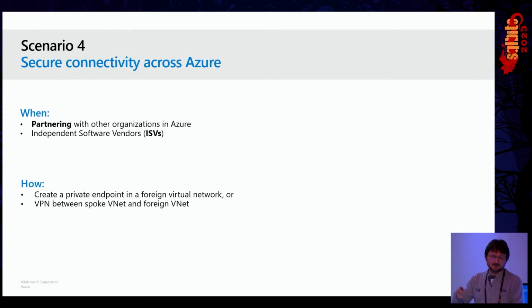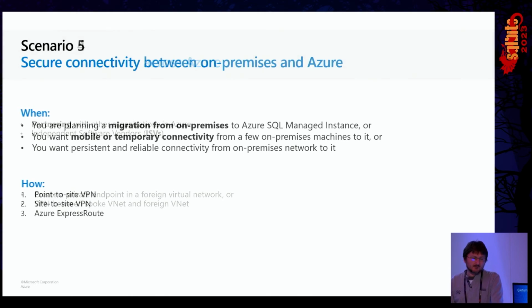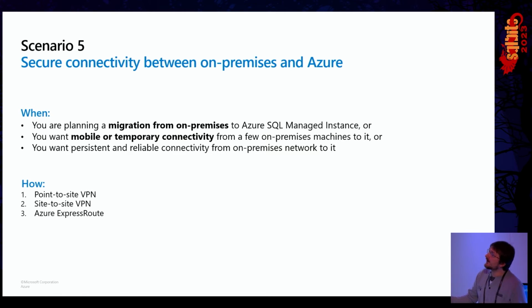OK, so these are the secure connectivity scenarios that we looked at across Azure. And I also want to talk about the fifth scenario, which is secure connectivity between on-premises and Azure. So we're talking now about hybrid and mixed scenarios. This is interesting if you want to plan a migration from on-premises to Azure, or you want mobile or temporary connectivity. This is something that we commonly use.